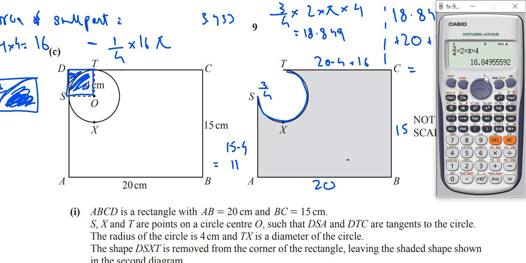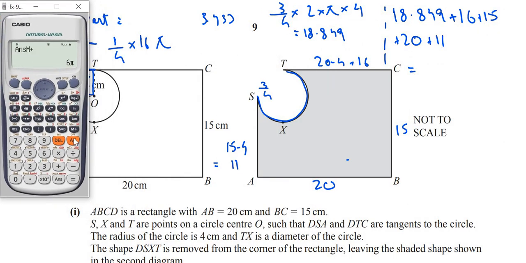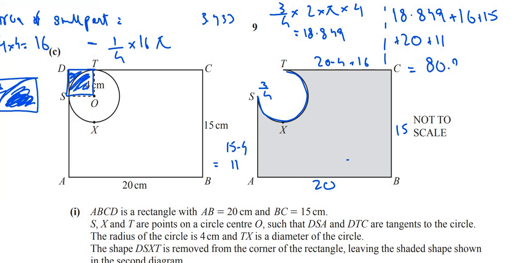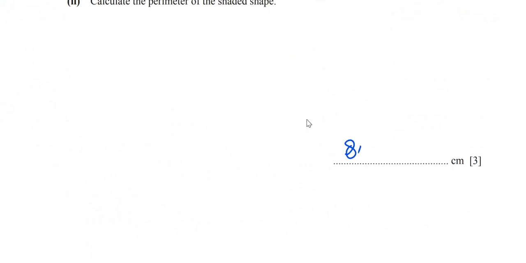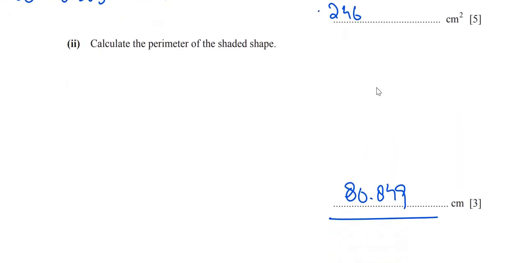Alright, so let's add all of them up. 18.849 plus 16 plus 15 plus 20 plus 11, so I get 80.849. So easily I was able to solve this question. Alright guys, so you can round it off and write 80.8 as your answer.